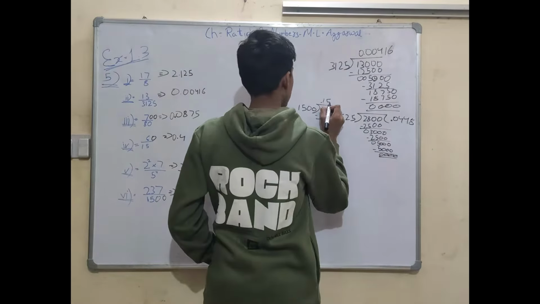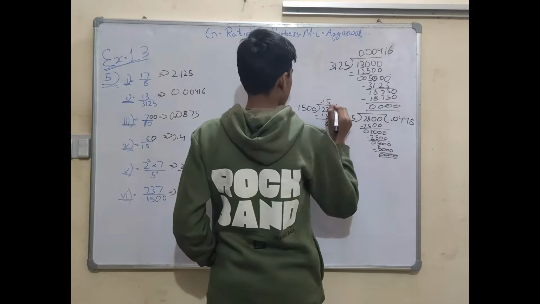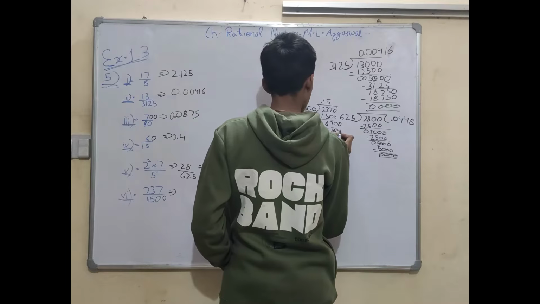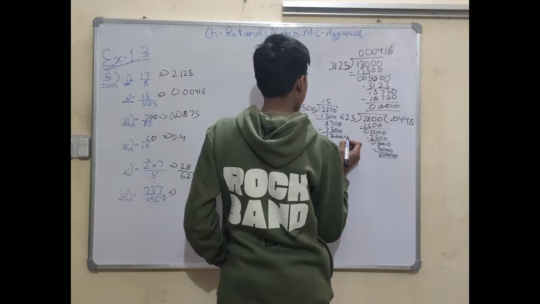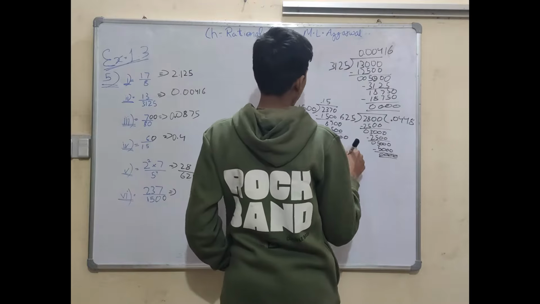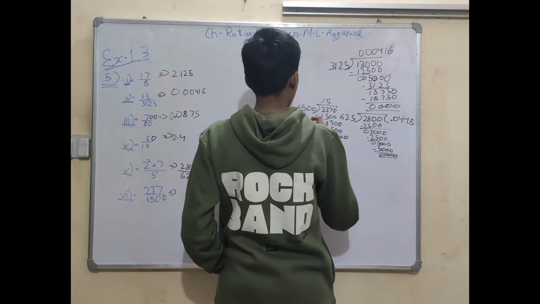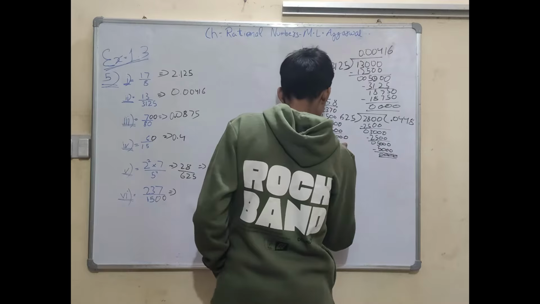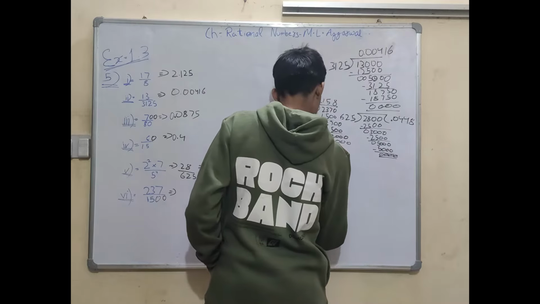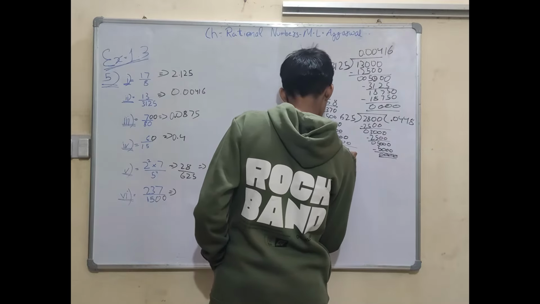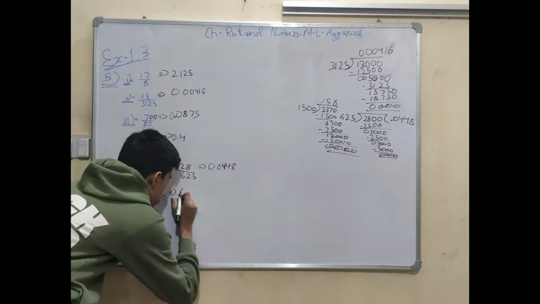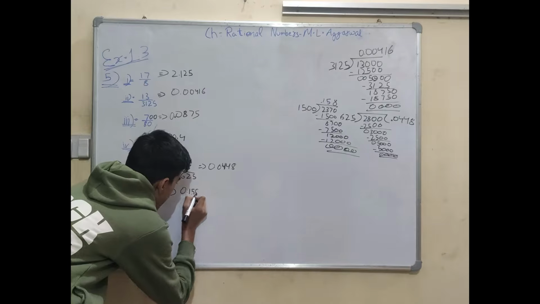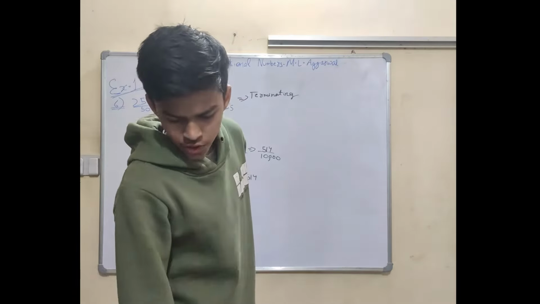So now 5 so 1500 into 5 is 7500, which will give us 1200, and because of the decimal we get additional 0, so it's 12,000 basically. So 1500 8 is 12,000. So it will give us 0.158.